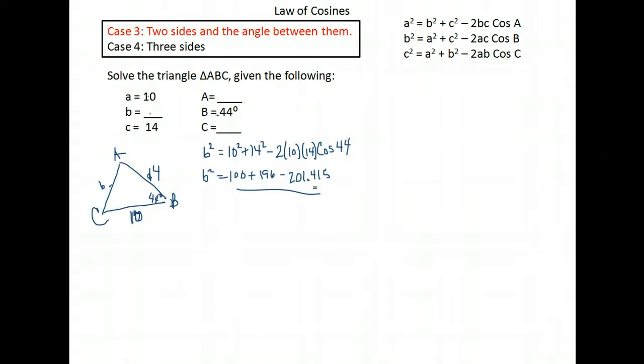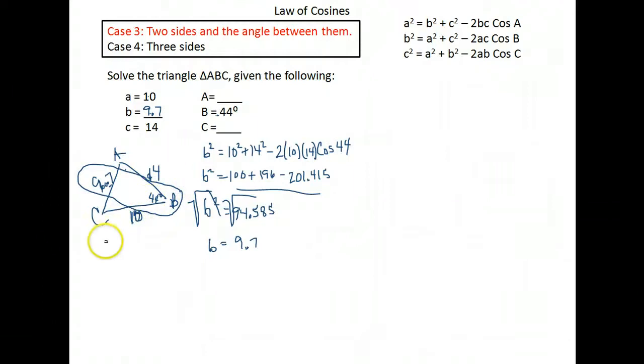Combine those, 100 plus 196 minus 201.415. And I get B squared is 94.585. If I take my square root, I will know what B is. Right, I get that B is about 9.7. So I found my missing side. B is 9.7. I'm going to use the law of sines to find angles, either angle A or C. It doesn't matter which. I'm going to find A.